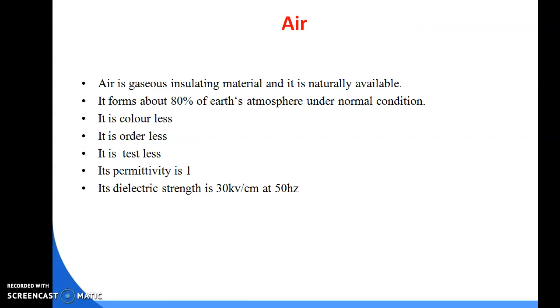Come to this topic, that is air. Air is a gaseous insulating material and it is naturally available. It forms about 80% of Earth's atmosphere under normal conditions. It is colorless, odorless and tasteless. Its permittivity is 1. Its dielectric strength is 30 kV per cm at 50 Hz.